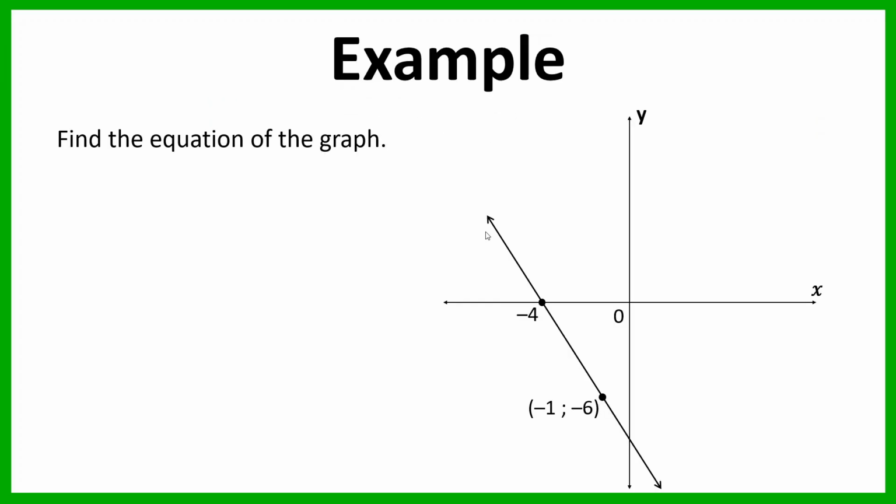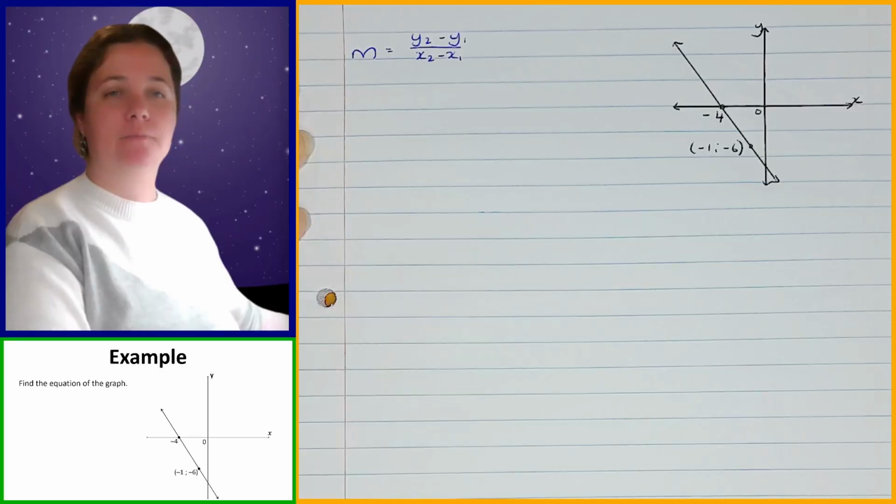Okay, so in this question, I need to find the equation of the graph again, but this time I haven't been told what the y-intercept is. I've been told the x-intercept is -4, and I've been told that the graph passes through the point -1, -6. Okay, let's have a look at how we do this question.